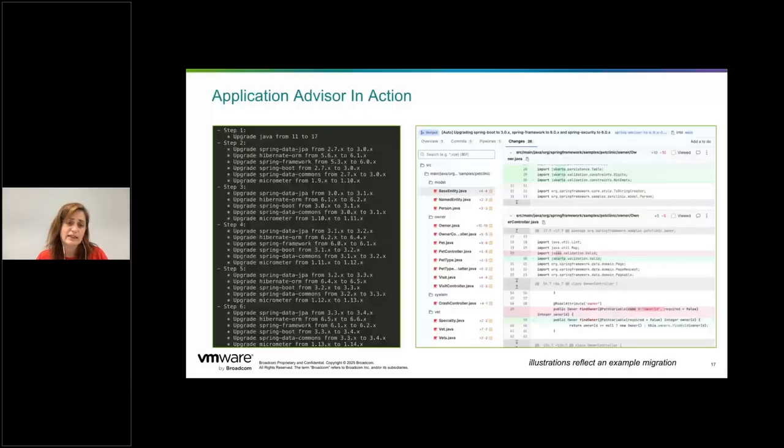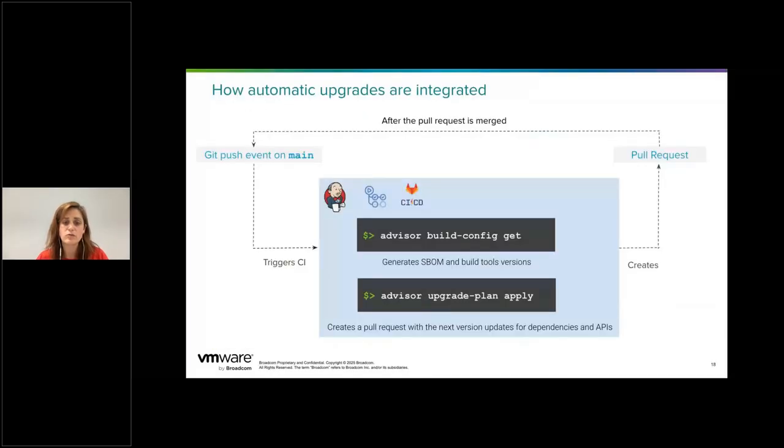So as I said, at the end, Spring Application Advisor has been designed to be executed in a continuous manner from your CI/CD pipelines. And currently, we support Jenkins, GitHub Actions, and GitLab. However, if you have a different CI/CD system, you can configure it as well because it's a matter of executing these commands.